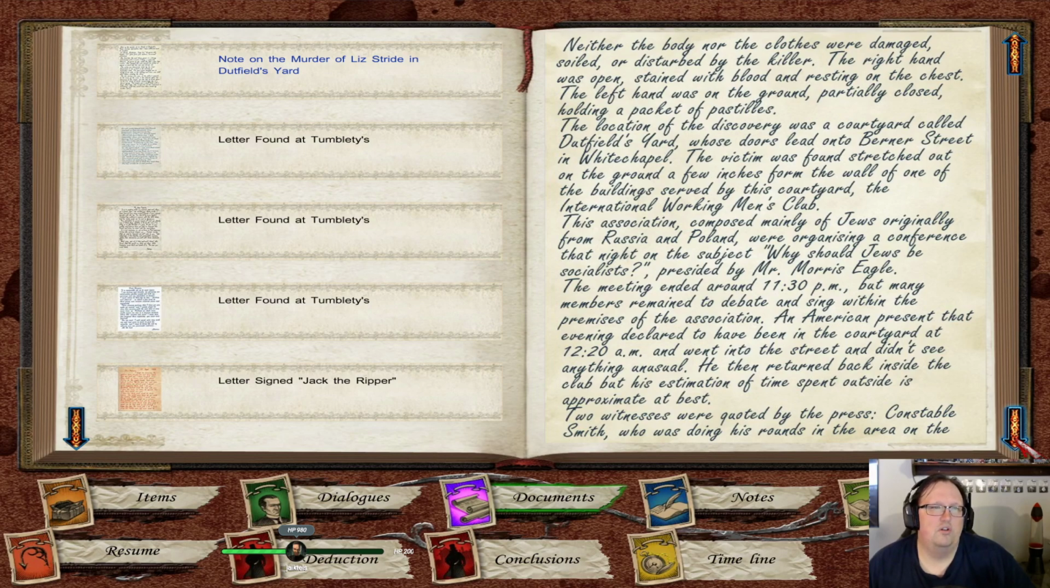Neither the body nor the clothes were damaged, soiled, or disturbed by the killer. The right hand was open, stained with blood and resting on the chest. The left hand was on the ground, partially closed, holding a packet of pastels. The location of the discovery was a courtyard called Dutfield's Yard, whose doors led onto Berner Street in Whitechapel. The victim was found stretched out on the ground a few inches from the wall of one of the buildings served by this courtyard and the International Working Men's Club.